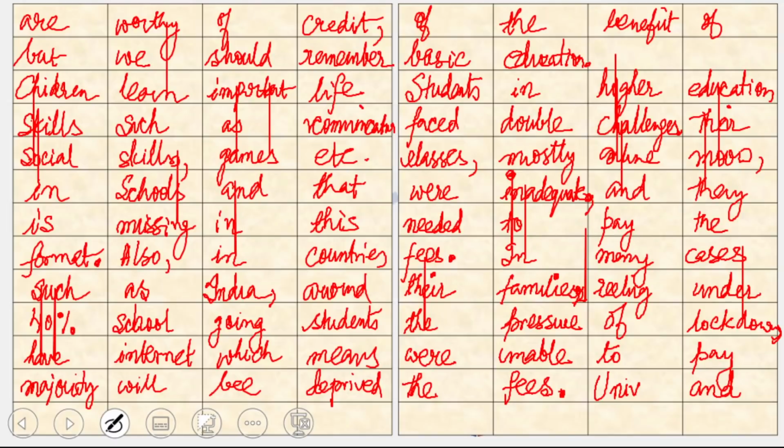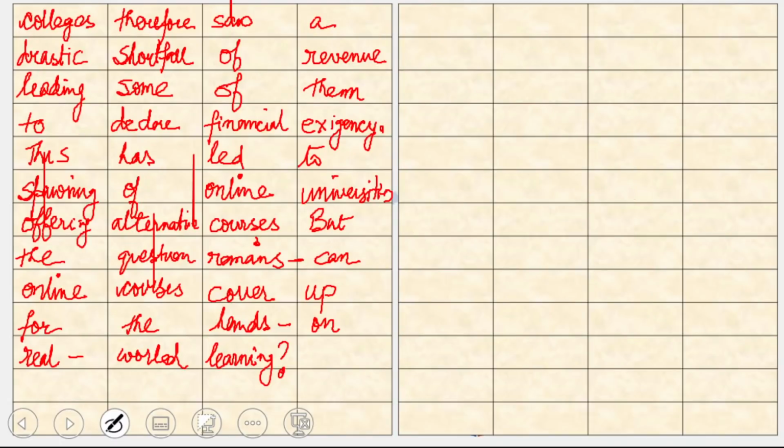Now let's go back and see what was the higher education para. Students in higher education face double challenges. Full stop. Their classes, mostly online now, were inadequate and they needed to pay the fees. Very simply stated. In many cases, their families, reeling under the pressure of lockdown, were unable to pay the fees. Full stop. Universities and colleges therefore saw a drastic shortfall of revenue, leading some of them to declare financial exigency. If you don't know the word financial exigency, because that was a technical word that had been used by the universities, write bankruptcy. This has led to spawning of online universities offering alternative courses. Full stop. But the question remains, can online courses cover up for the hands-on real world learning?